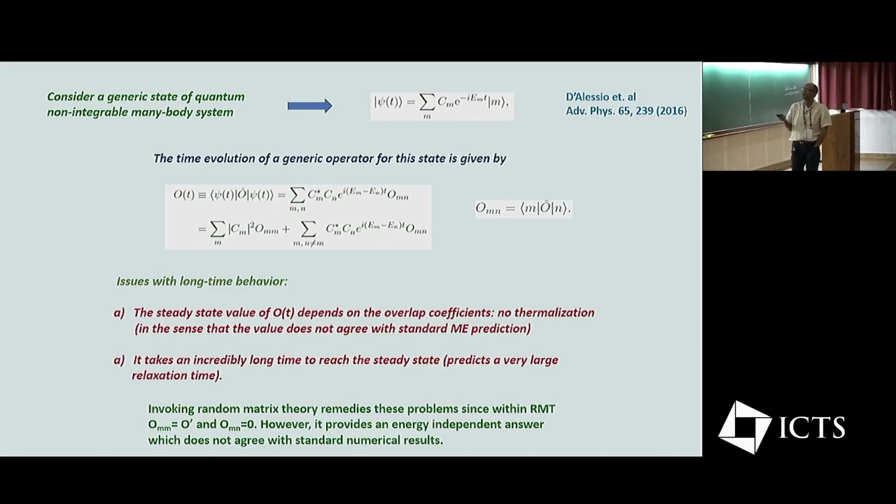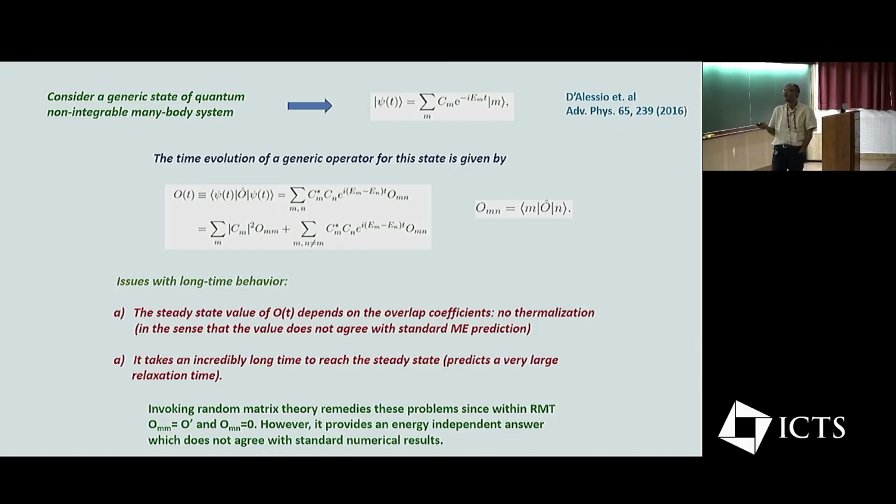Now the point is that this answer essentially poses two problems. The first is that suppose I just look at a very, very long time where these off-diagonal terms can be neglected, then one finds that the steady state value of O of t depends on the overlap coefficients. In other words, it retains its memory. And this is completely different from what we actually expect from statistical mechanics, where you expect thermalization.